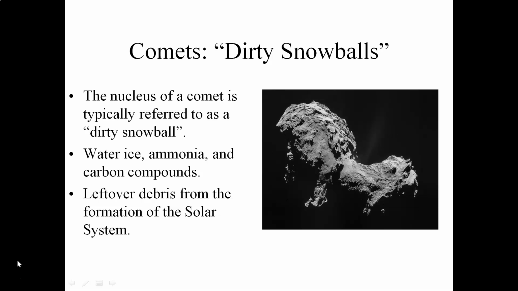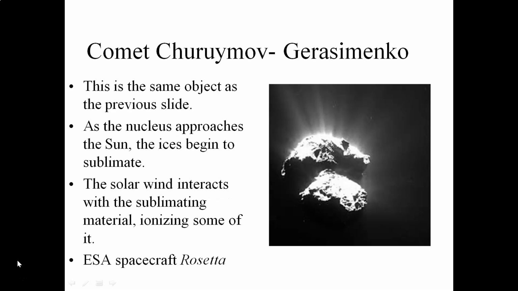They originate in two regions of the outer solar system called the Kuiper Belt and the Oort cloud. It will be covered in the context of this screencast. Okay, here is the same object from the previous slide. It's named after two Russian astronomers who discovered it.